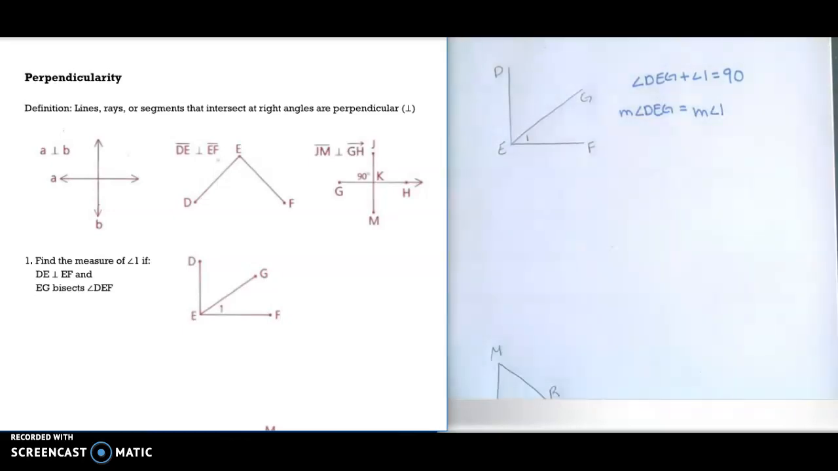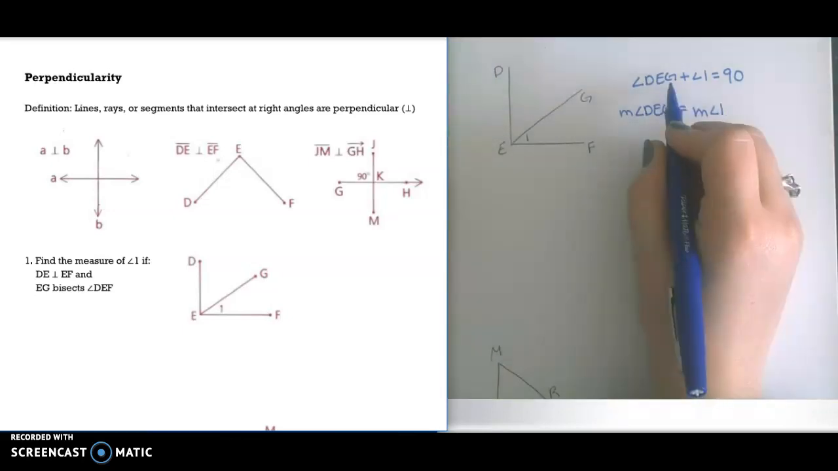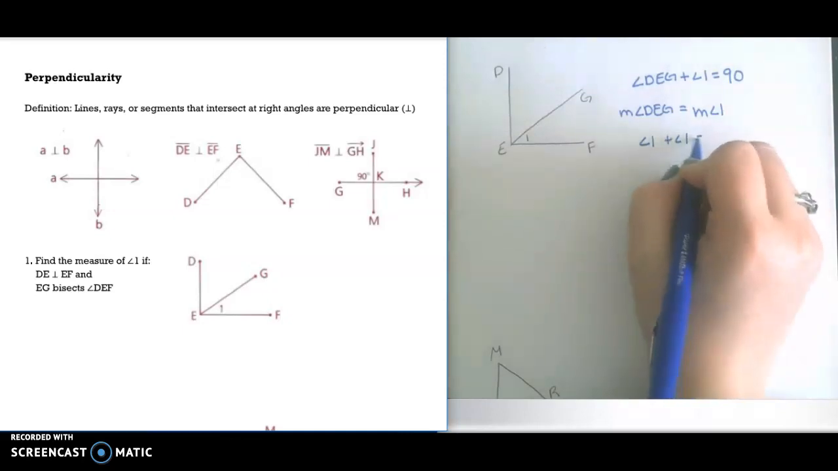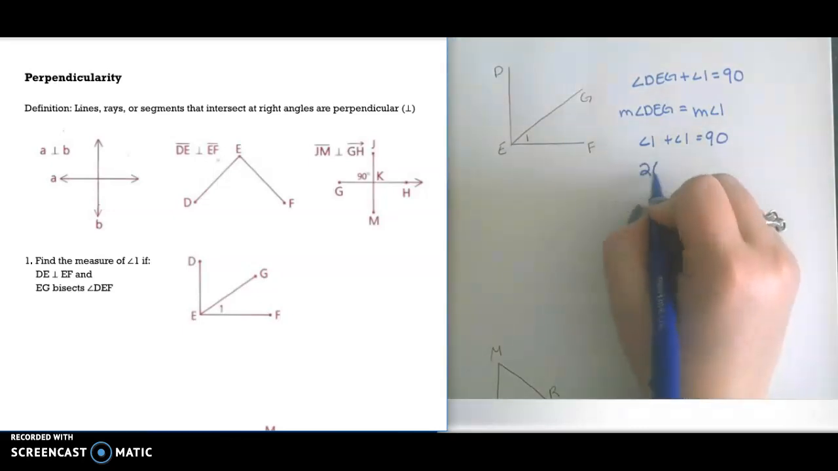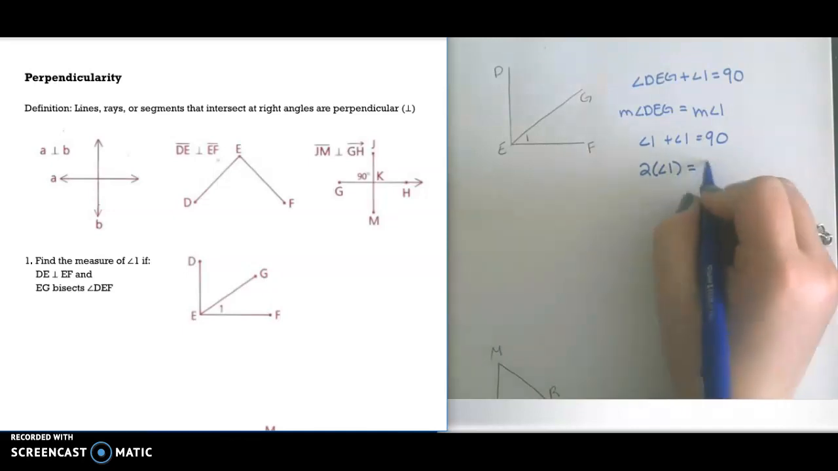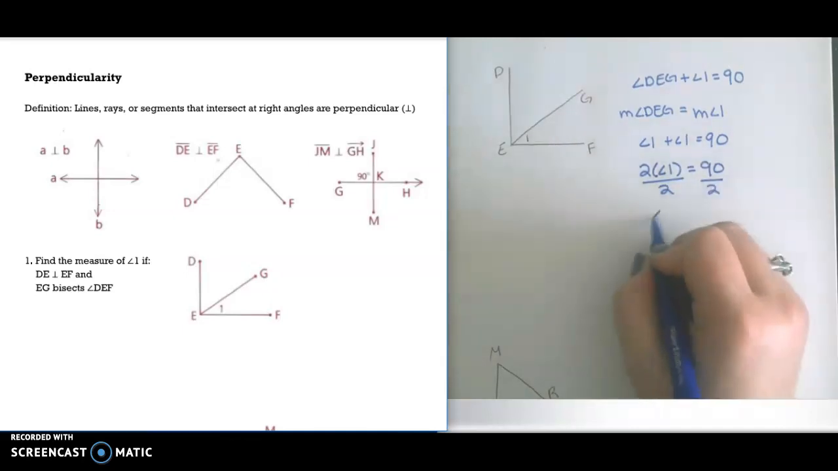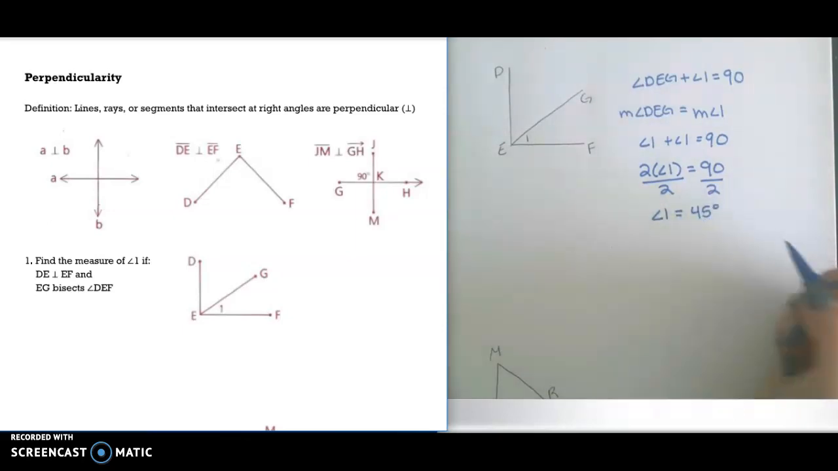So I can substitute in for DEG into my original equation. So I could say angle 1 plus angle 1 is equal to 90 degrees. And now I have an algebraic expression I can solve. I can combine my like terms. 2 times angle 1 is equal to 90. Divide by 2. And I find that angle 1 is equal to 45 degrees.